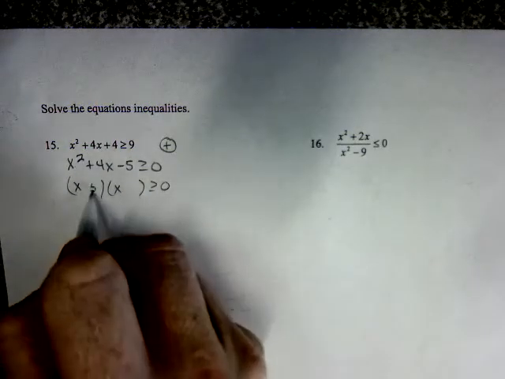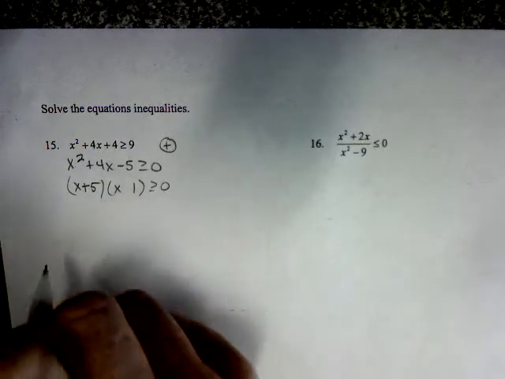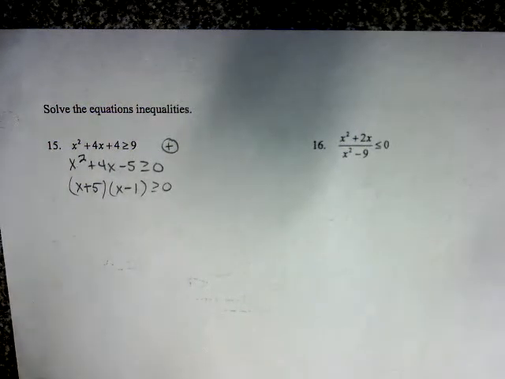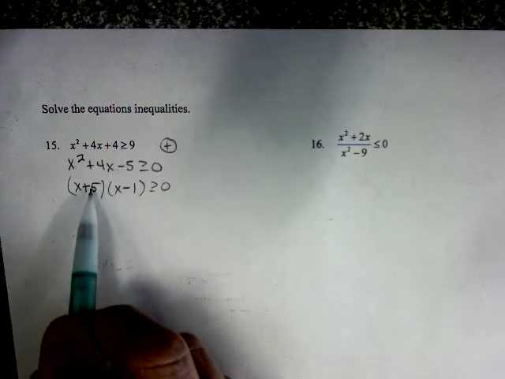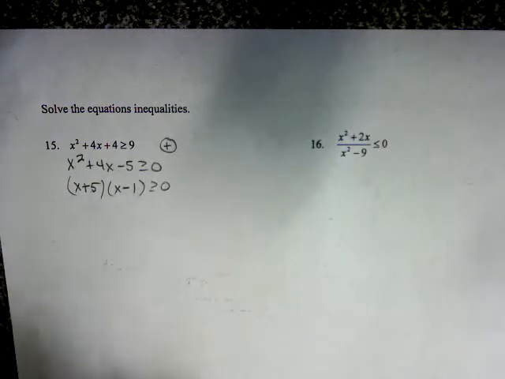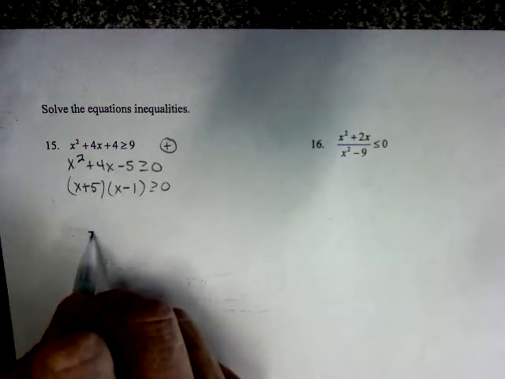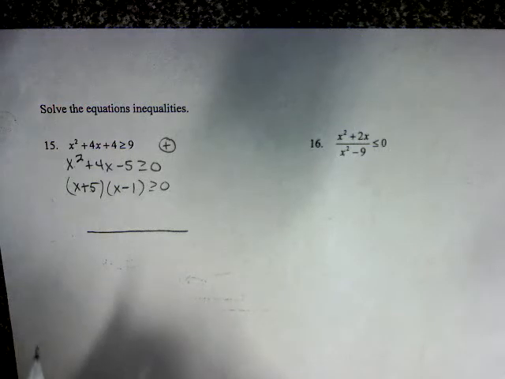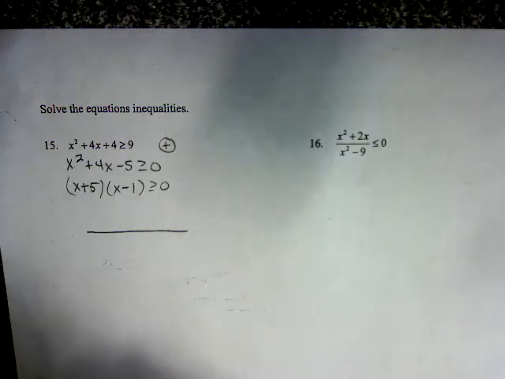x and x, 5 and 1. I need a negative 5 but a positive 4, so I'll need a positive 5 and a negative 1 for my factors. Now I need to find the values for x so that when you multiply these two factors it always gives us a positive number. The easy way to do that is to set up a sign chart. So we're going to set up a little number line for our zeros. Our zeros are the numbers that make each factor 0.